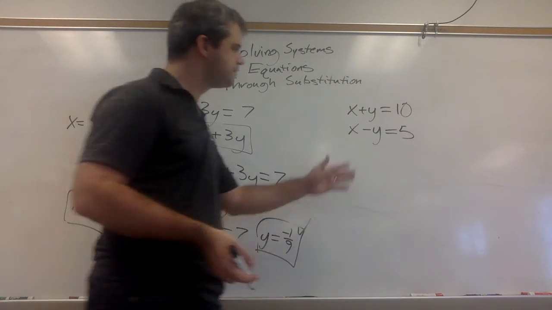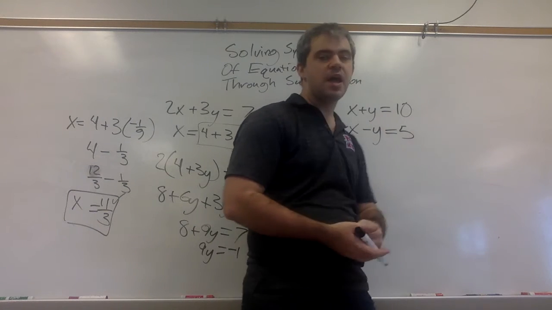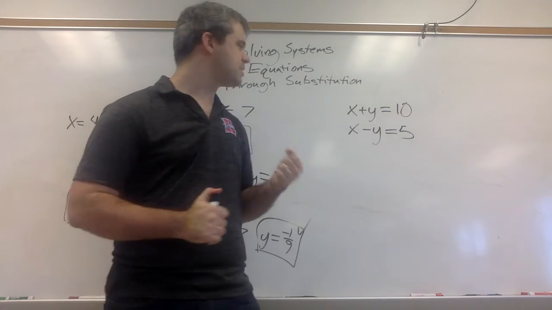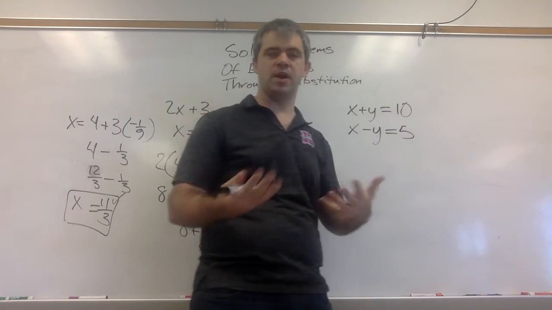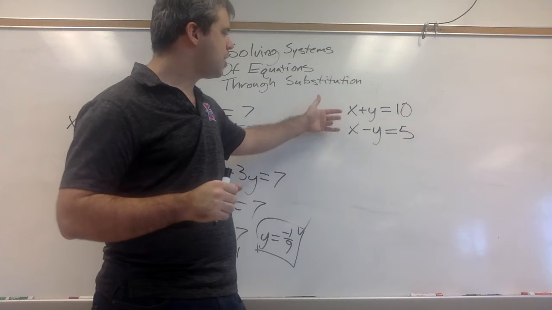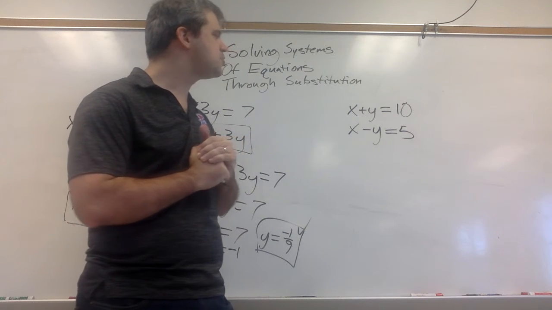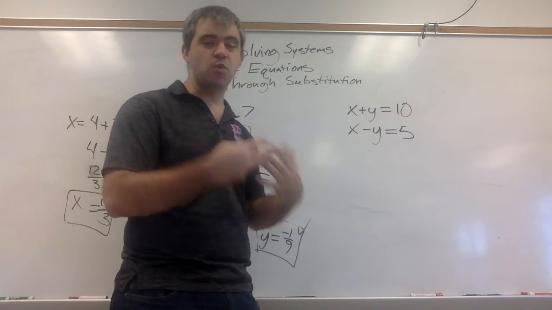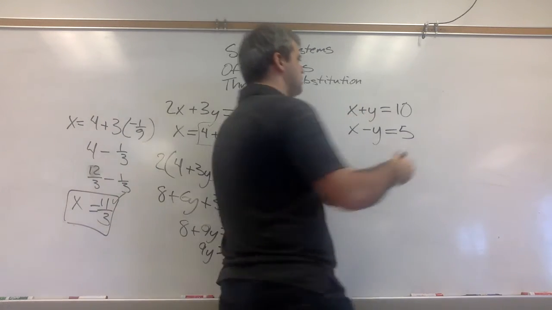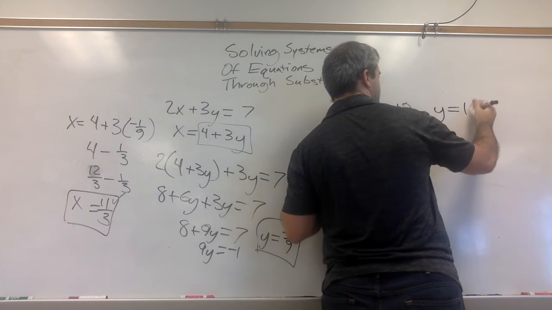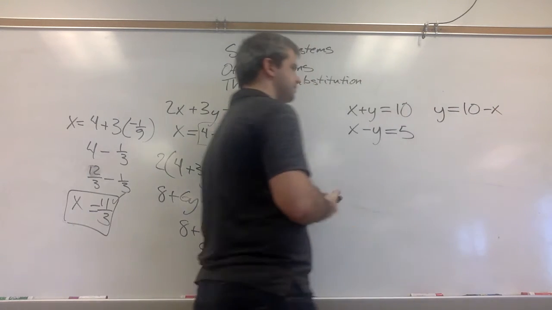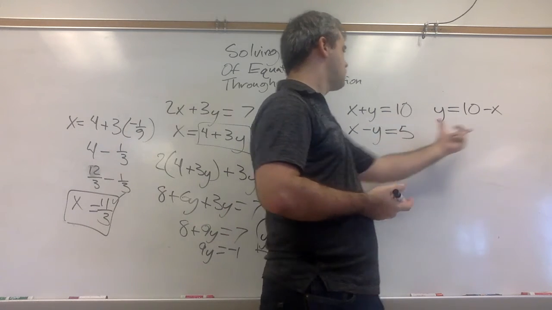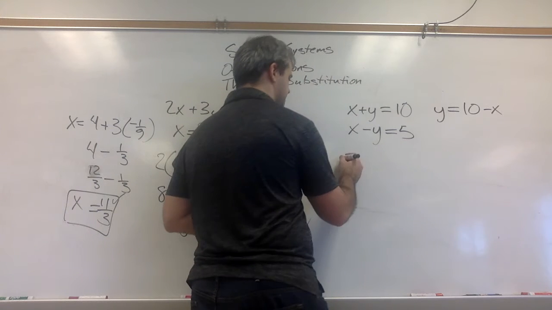All right. Let's take a look at this one. Now, this is one that we could probably solve easier through elimination, but let's practice doing it with substitution just so we understand the process. So in order to do this, I need to isolate one of my variables. It can be x, it can be y, it doesn't matter. So let's go ahead and isolate the y just to show that it doesn't matter. So instead of y, I'm going to write 10 minus x.